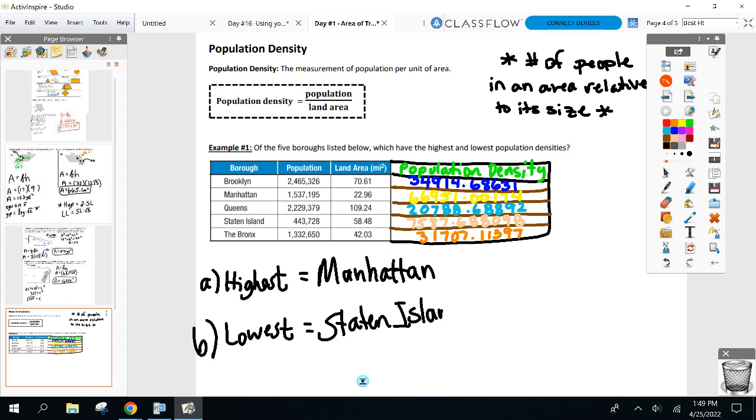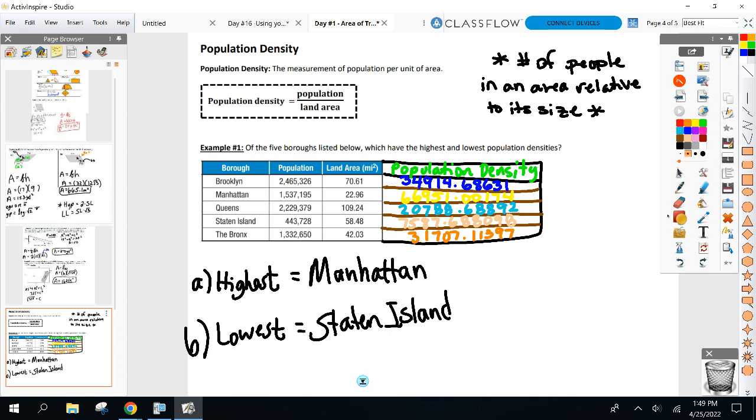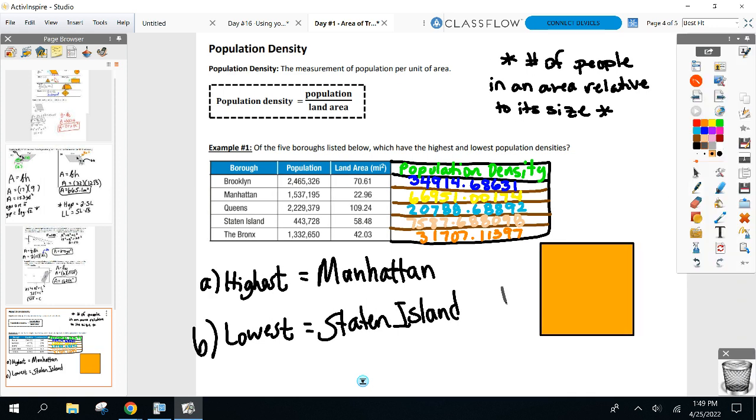I always like to visualize this too and give you guys a visual of what the heck these numbers actually mean. Take it this way. Let's say I have a square. Visualize a square that's 1 mile by 1 mile. So pretty decent sized square, all right? 1 mile by 1 mile.